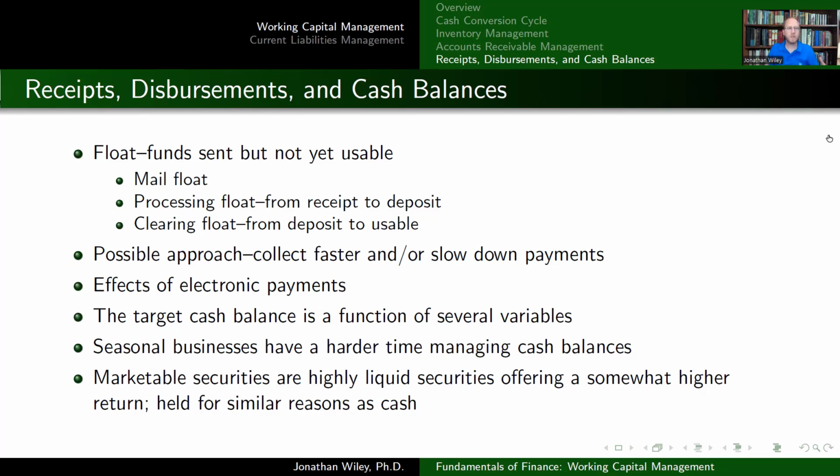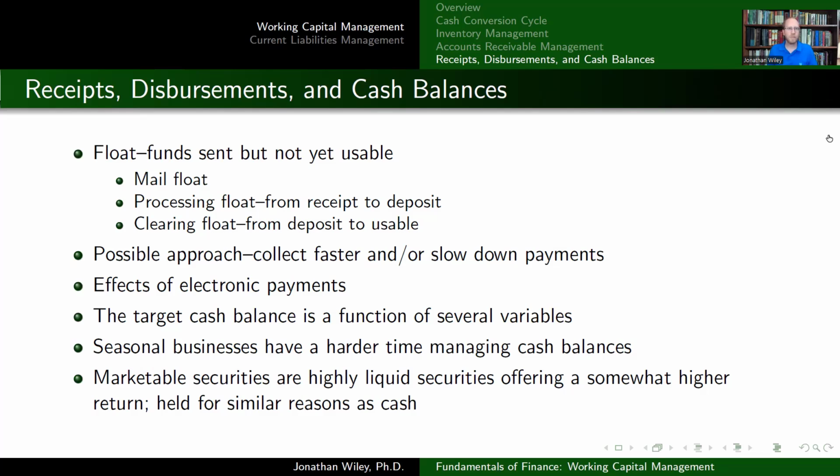So the idea used to be managing the delay of receipt and the delay of disbursement in an advantageous manner. Obviously, it would be preferential to collect faster but slow down the payment, because then more money would stay in my account for slightly longer. Maybe I get slightly more interest, et cetera. So one possible approach there would be to flat out collect faster and or slow down the payments.